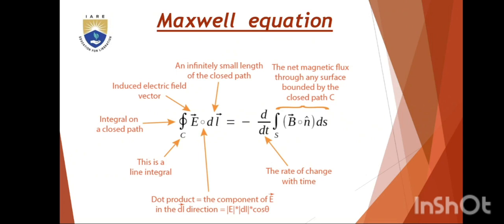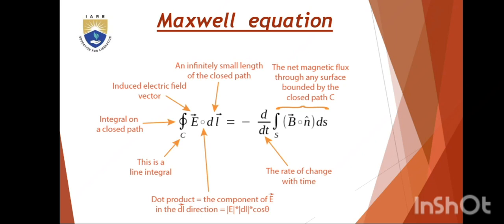What is meant by the integral over C? This is a line integral, and E is the induced electric field vector, and the dot represents the dot product, which is the component of E in the dl direction, equal to E dl cos θ. And dl belongs to an infinitely small length of the closed path.